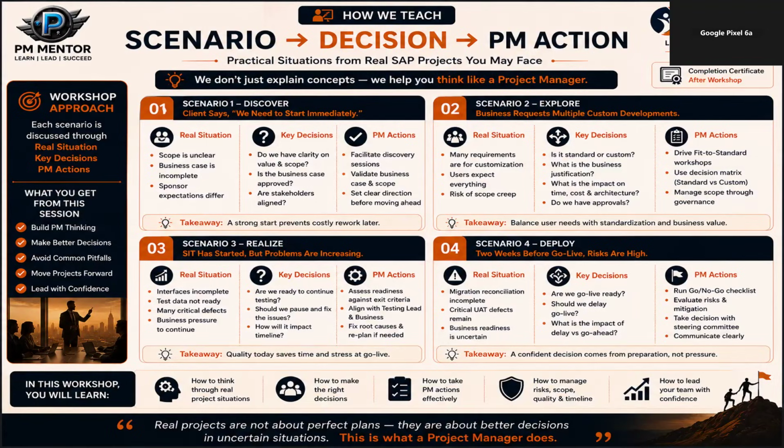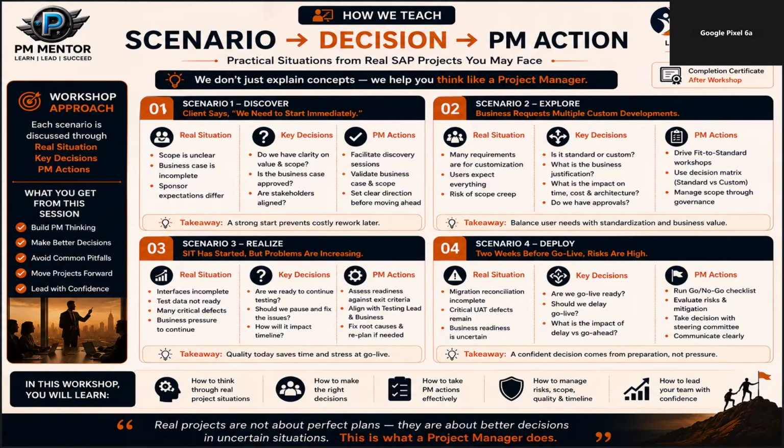Okay. So let me show you an example. First, scenario one, discover. Imagine the client says we need to start immediately and we are already behind schedule. But when you look deeper, you find that the scope is still unclear. The business case is incomplete, and different sponsors have different expectations. Now, the question is not how quickly can we start. The real question is, do we have enough clarity to start correctly?